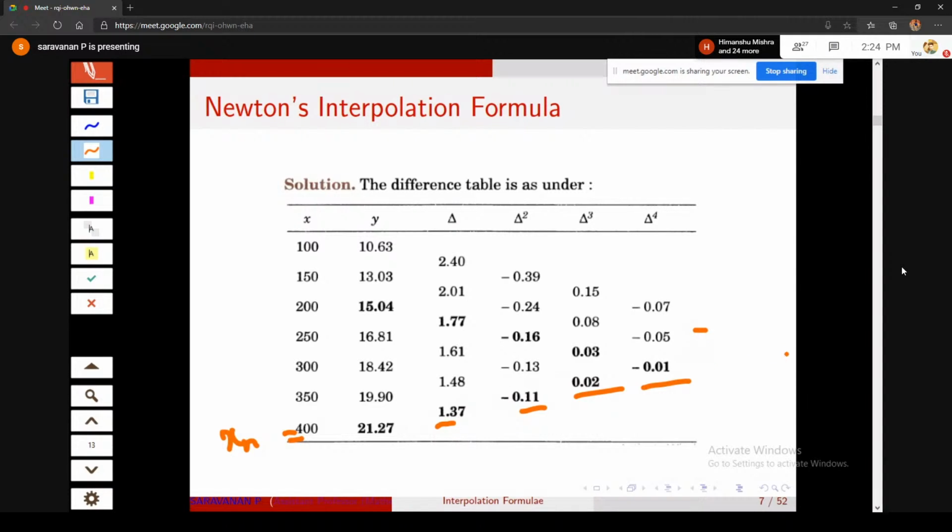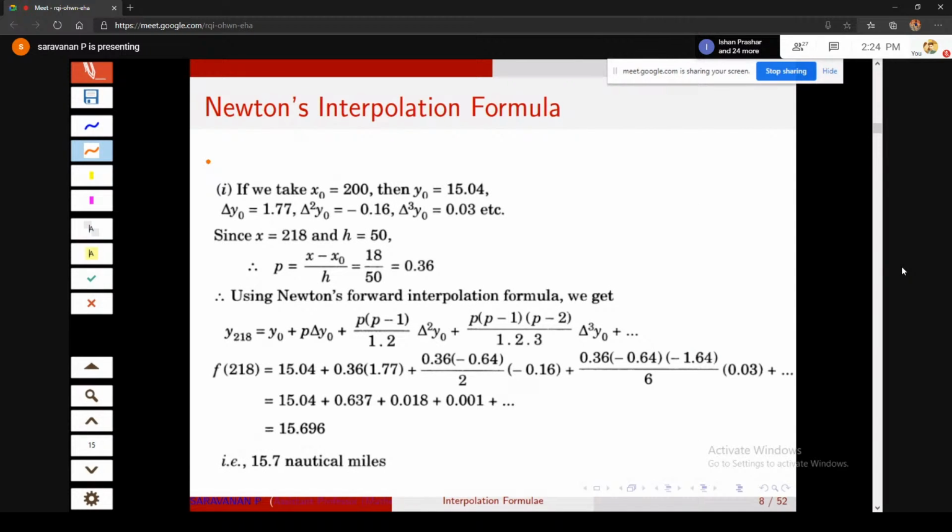Now, first write the Newton's forward interpolation formula. We want to compute P first. So this is the formula for P. Actually we are computing at x, xp. In place of xp, I take it as x. So xp is nothing but x0 plus ph. So from this, what is P? P is x minus x0 by h.